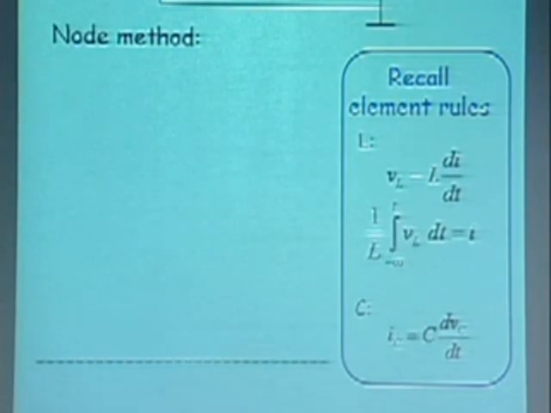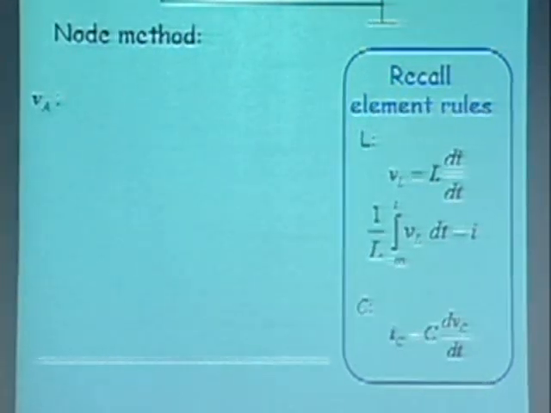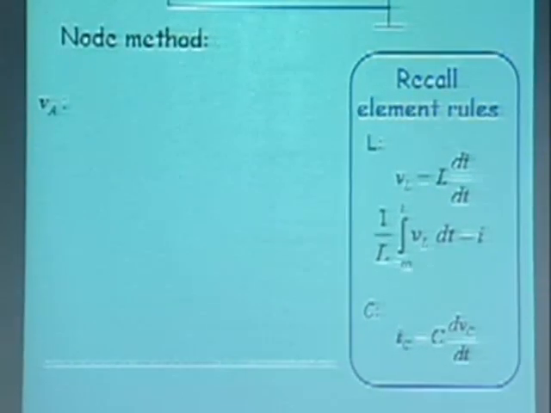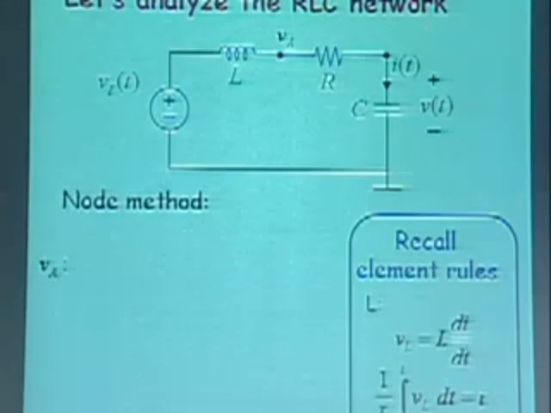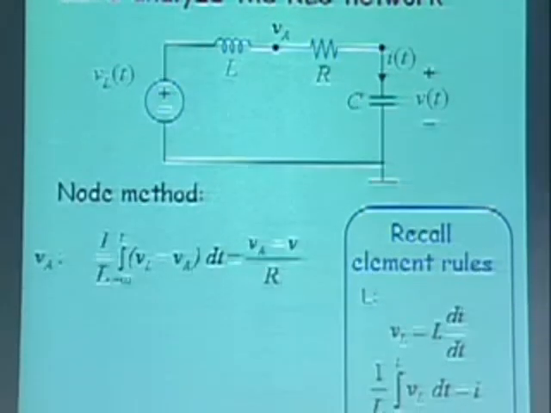So we start by using the usual node method. And I have two nodes in this case. Unlike the LC circuits, I have two unknown nodes. One is this node here with the node voltage VA. And the second node is the node with voltage V. So let me start with VA and write the node equation for that.